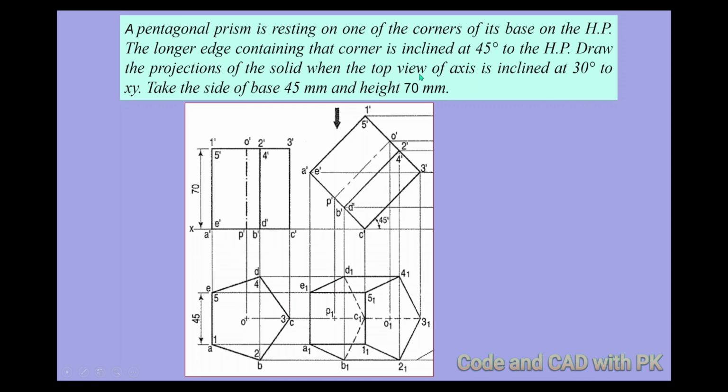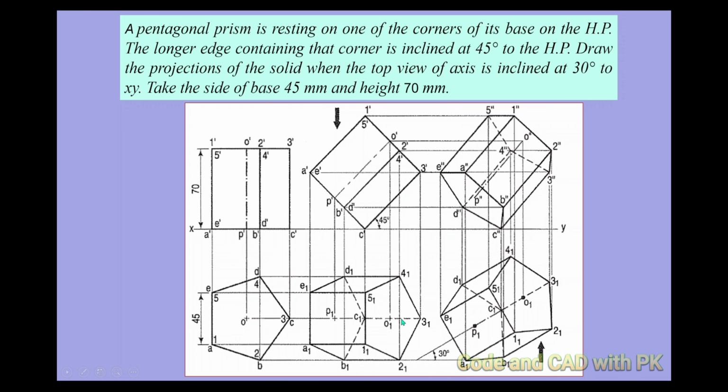In the next stage, the top view of the axis is inclined 30 degrees to the xy. Very simple, you will rotate your drawing 30 degrees to the vertical plane, that is 30 degrees to the xy line. For this xy line, you just rotate this top view 30 degrees. Now observe, this top view is now rotated 30 degrees. Now observe the front view.